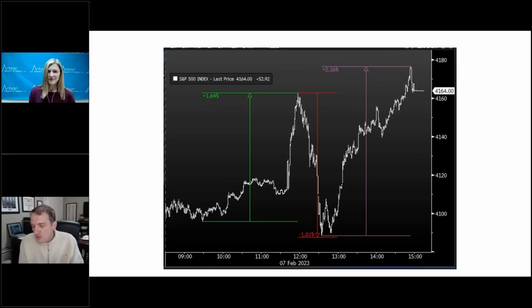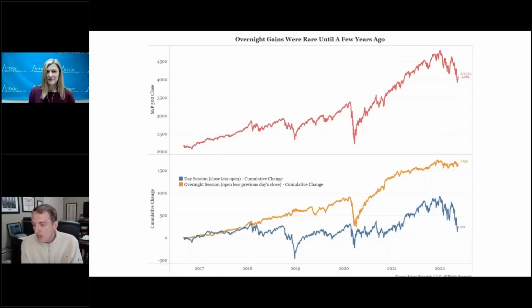So if you go to the next chart, the top in red just shows you the S&P. It's just the S&P going back to 2016. Now, we could break down the S&P's gain 2 ways. What part of it came overnight? So the orange line is the cumulative change from the close to the open. So what did the market do on the open?